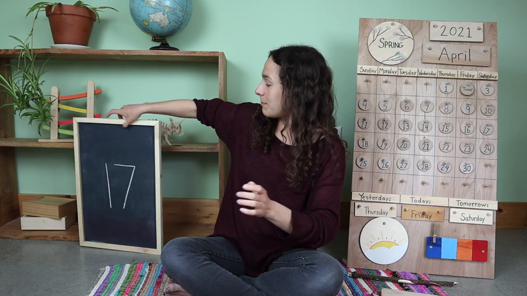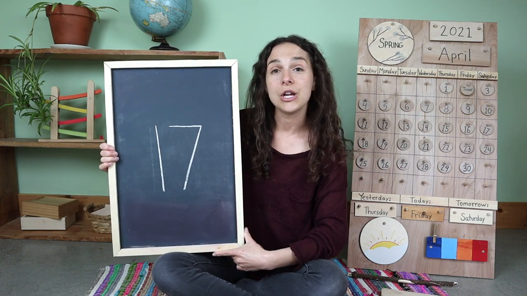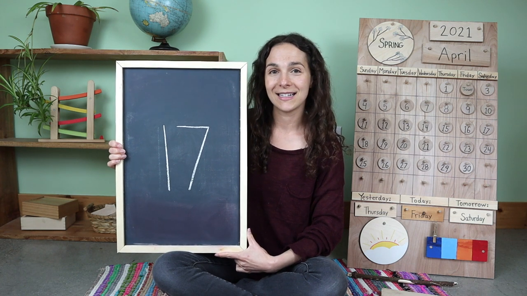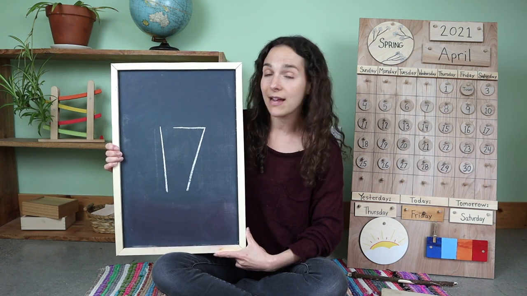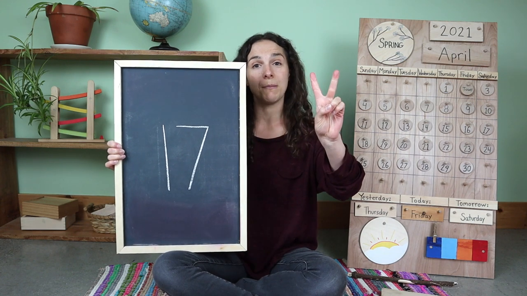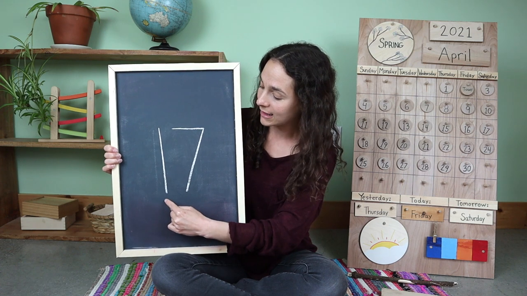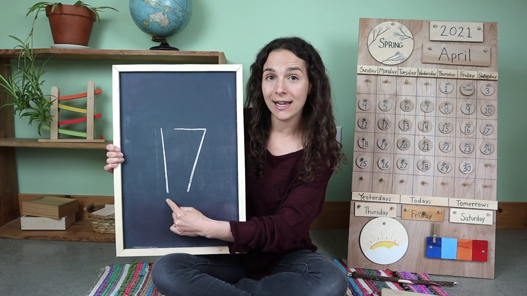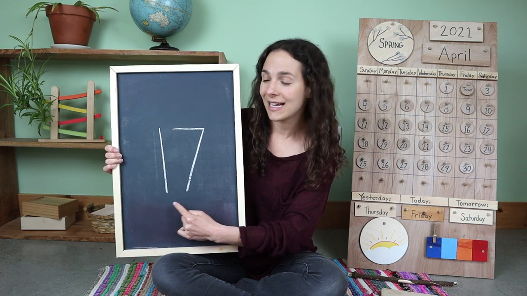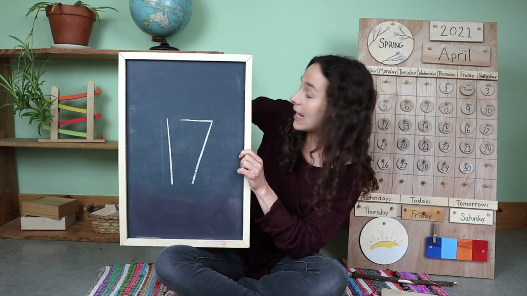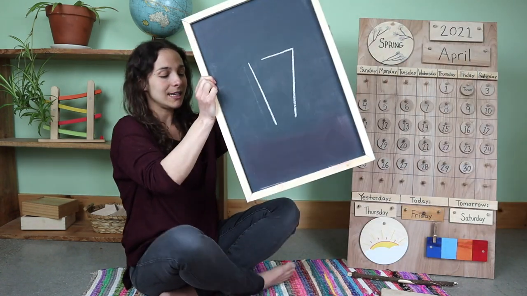And today will also be the last day talking about this number. Do you know what number this is? 17. And when you write the number 17, you have to write two numbers because 17 is a double digit number. First, you write the number 1. Then you write the number 7, 17.